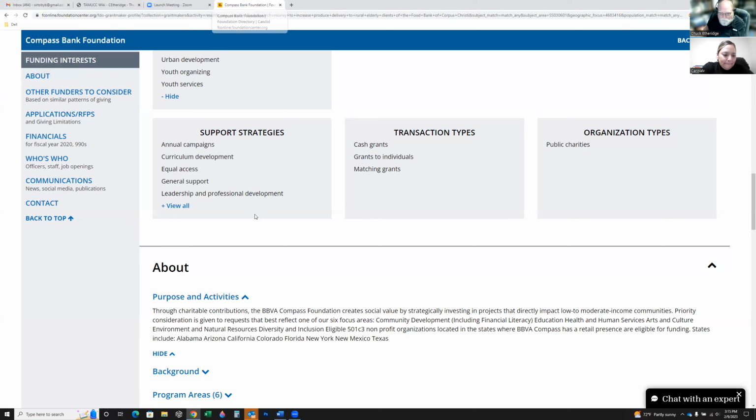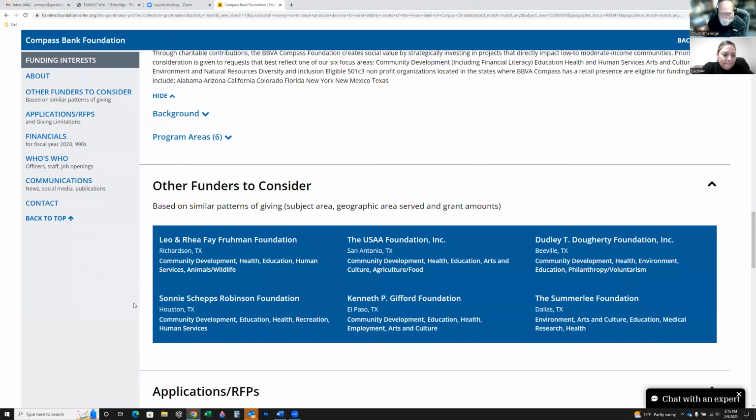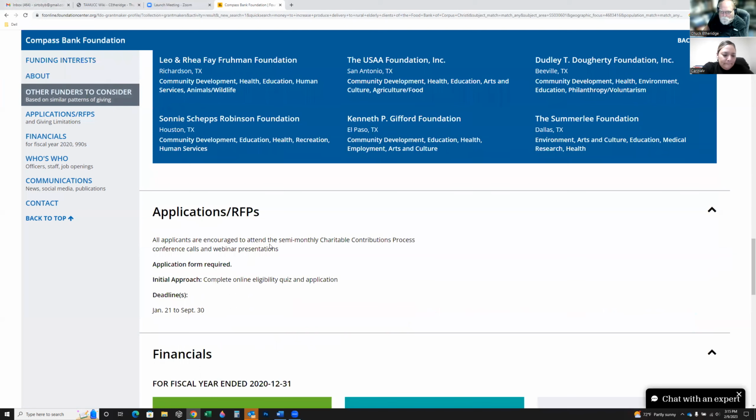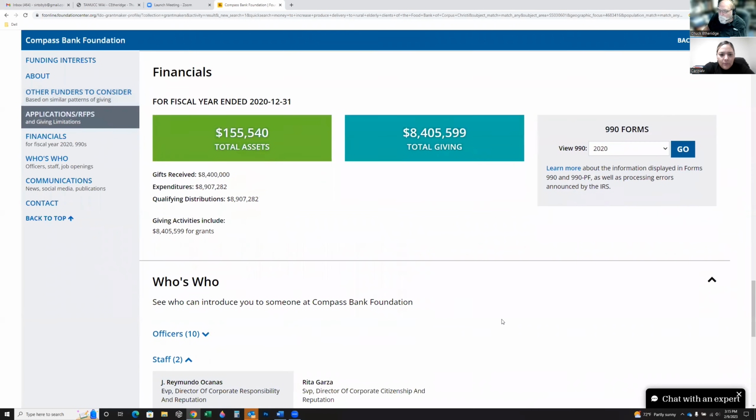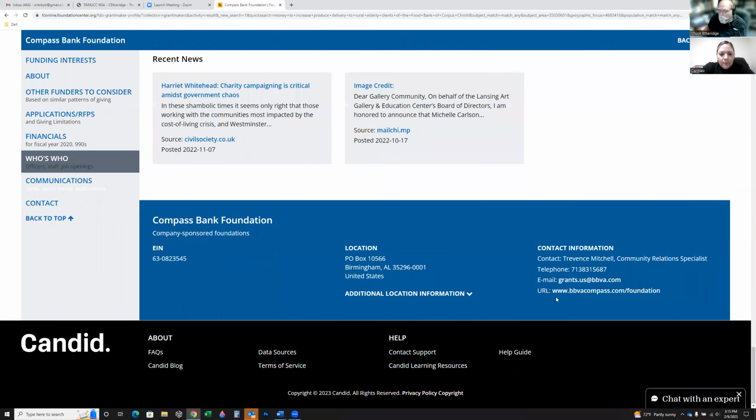So okay, keep looking down. Other programs. Applicants are encouraged to attend the semi-monthly charitable contributions, blah, blah. Application form required. So you have to complete an eligibility quiz, which basically we got. It's open from January to mid-September. So everything looks good on that as well.